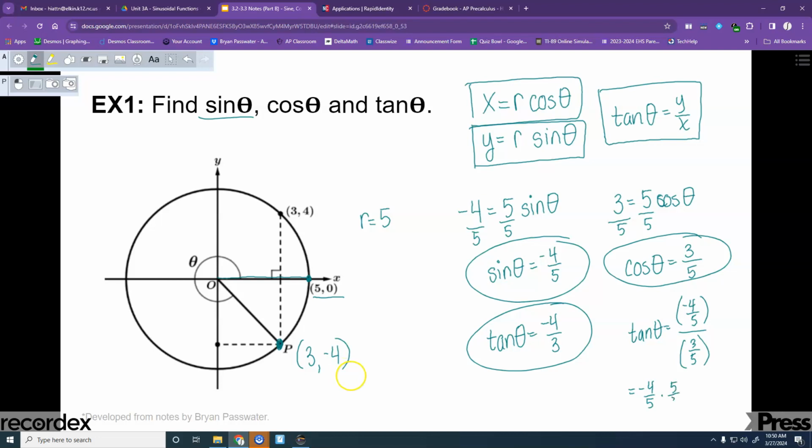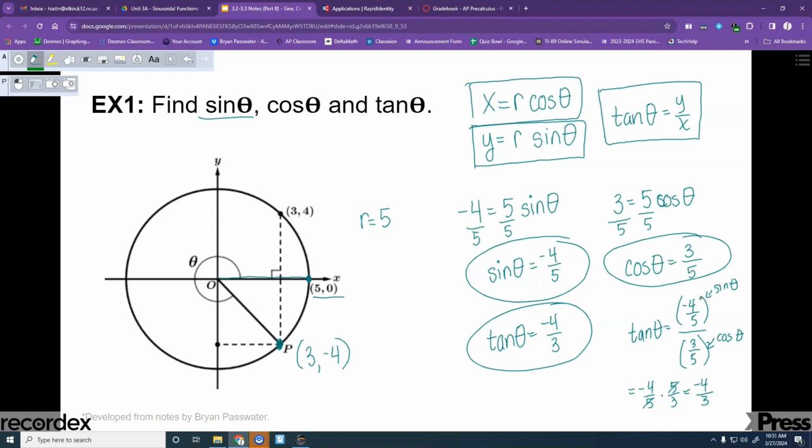Flip the second and multiply. The 5's cancel. We get -4 over 3. It is easier just to use y over x, but perhaps you forget if it's y over x or x over y. Another way is just to do sine over cosine, because this right here was sine of theta divided by cosine of theta, because tangent is sine over cosine.